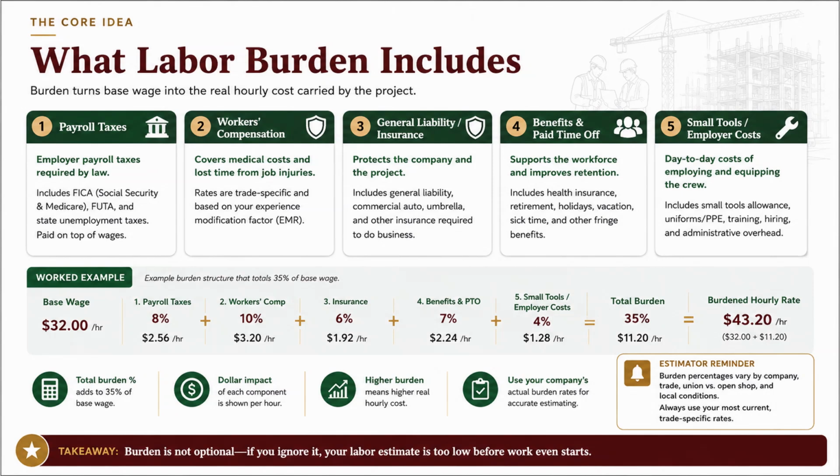Think of the slide's image, an iceberg. The base wage is the part above the waterline, the part everybody sees. Below the waterline is everything else your company pays because that worker is on the payroll. The government's cut in payroll taxes, unemployment insurance, workers' comp premiums, health insurance, retirement match, paid time off, training, the small tools, and the phone, and maybe the truck. All of it scales with that worker's hours, and none of it appears on the paycheck. That whole underwater mass is called labor burden, and the sum, base wage plus burden, is the fully burdened labor rate. That is the only labor number allowed in your estimate.